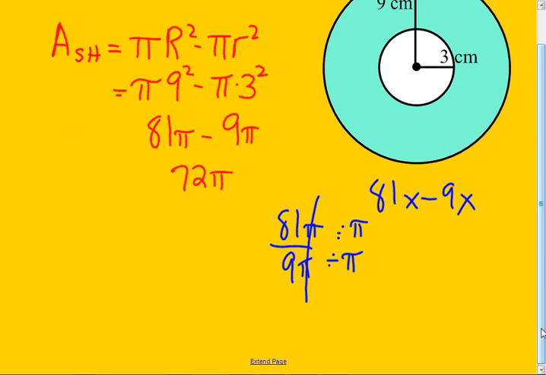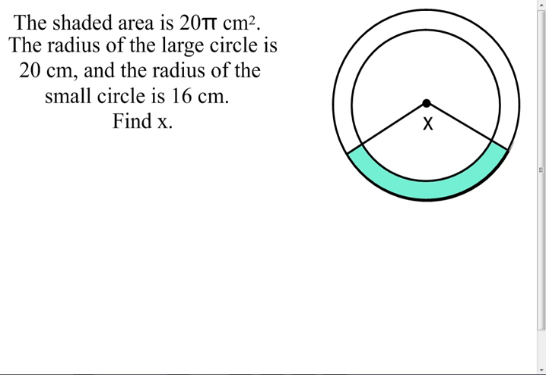Now, let's try the next one, it's quite a bit harder. I want the area of the shaded region. Well, let's just brainstorm this a little bit. Worse than that, I want to find out what x is. I don't know what the radius is. I don't know what the angle is.